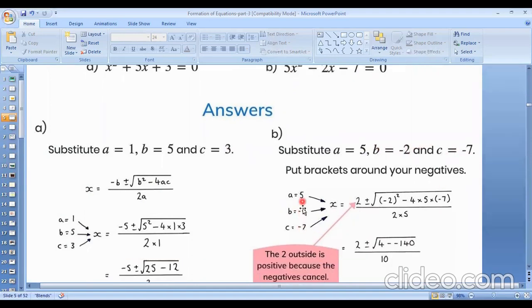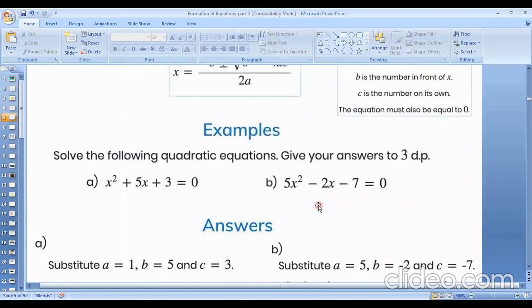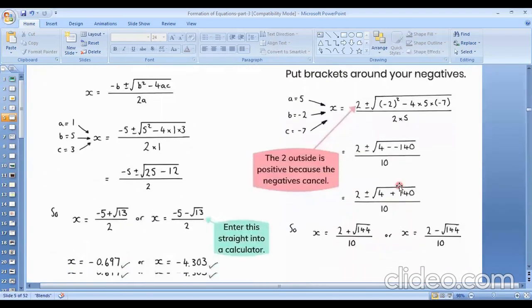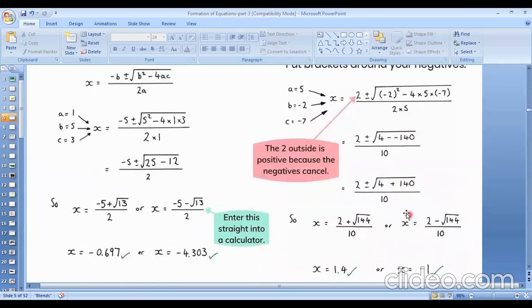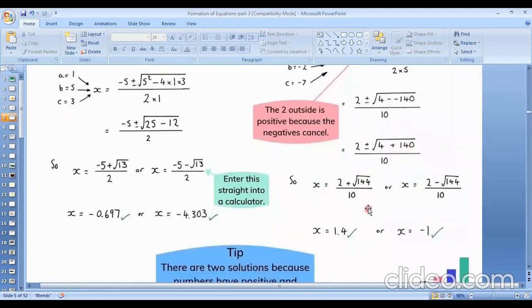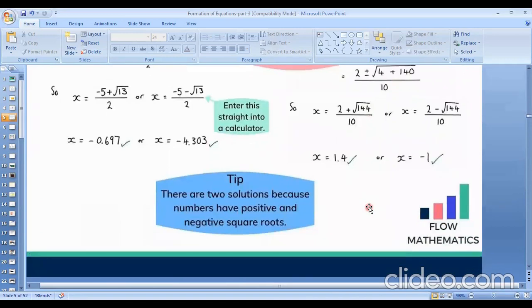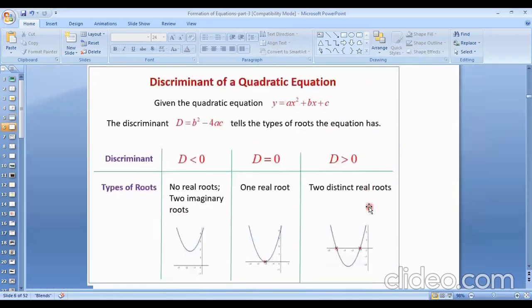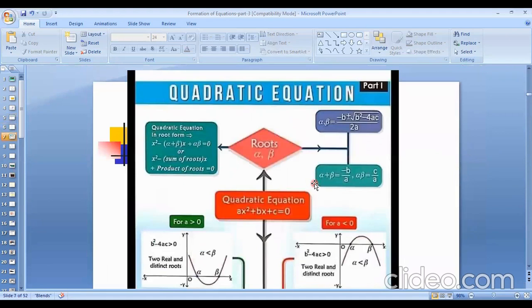Just putting this a, b, c in our required formula, we get the roots of the equation, x1 and x2. Just using a calculator, you can solve these types of quadratic equation easily. This is actually the nature of the roots. In our previous lecture, we have discussed it more precisely. Now, I am talking about this quadratic equation and the formation of equation.